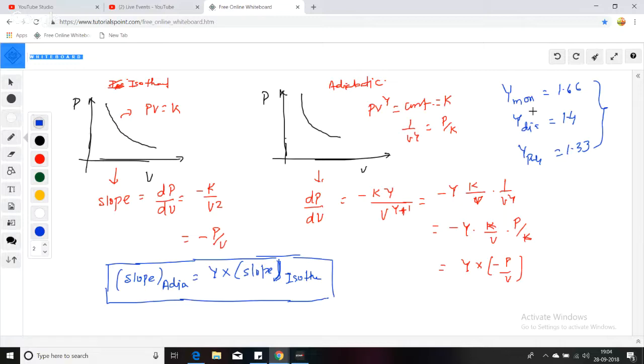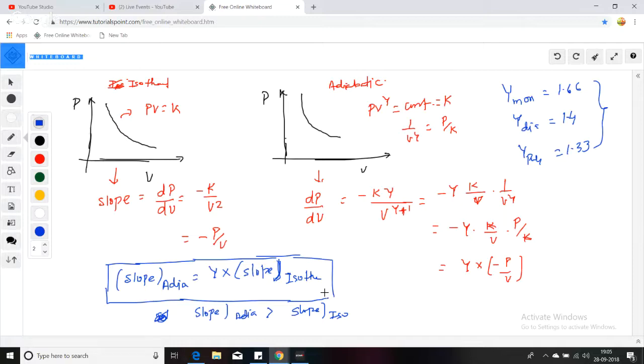Right? Since gamma is always greater than 1, that's why we can say the slope for an adiabatic process is always greater than the slope for an isothermal process. Is it clear? If you see the graph, you can understand what slope we have, right?